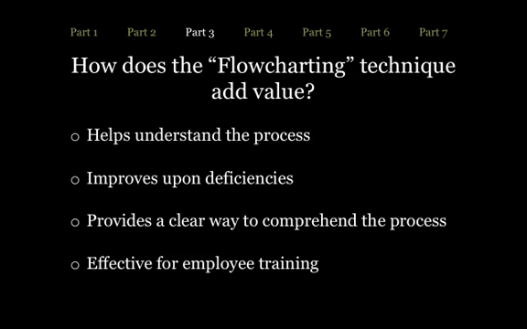The flowcharting technique adds value to analysis in a variety of ways. One way that flowcharting adds value is by helping the viewer to understand the process and improve upon its deficiencies. Additionally, flowcharting also provides a clear way for individuals that are new to the process to comprehend it in an easier manner. Thus, flowcharting can be effective in training employees that may not have a great understanding by improving upon their understanding.